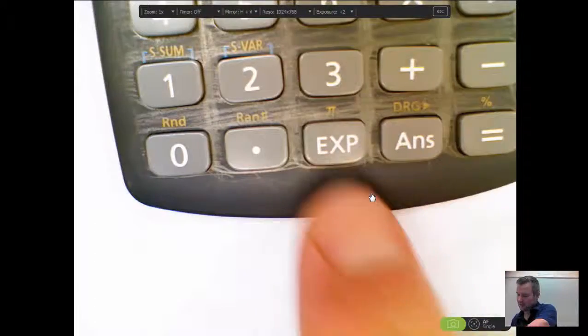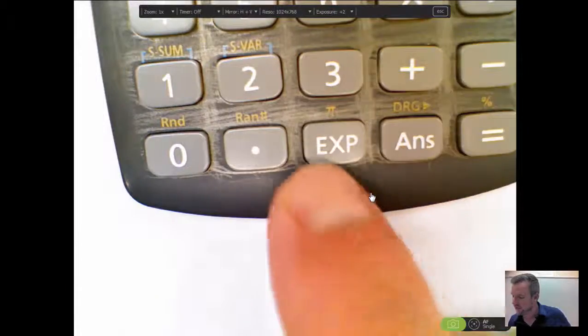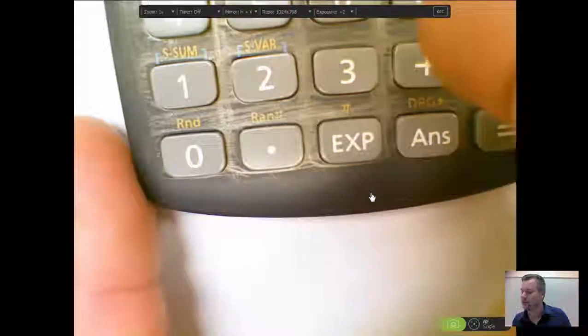On this Casio, and many of you have a calculator that looks something like this, it's a Casio. Oftentimes these keys are just EXP, and you'll just strike that key since it's written on the main key, it's not above. We won't need to turn on the second function or the shift function in this case.